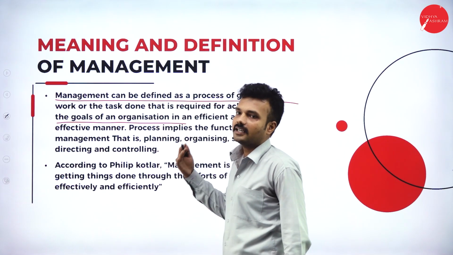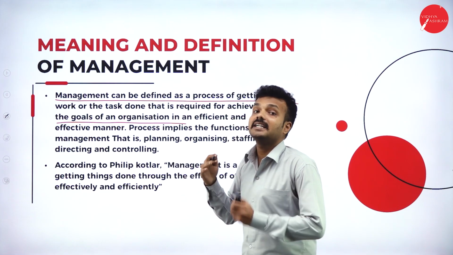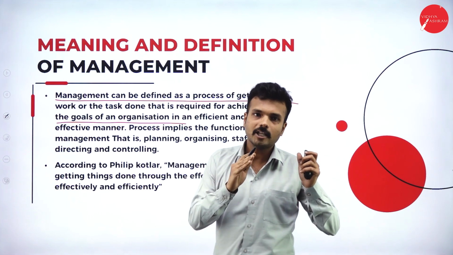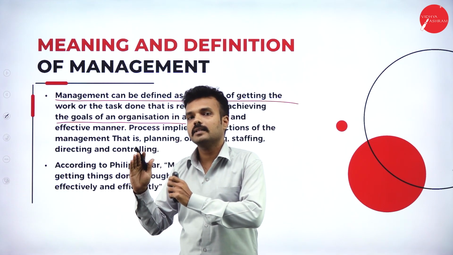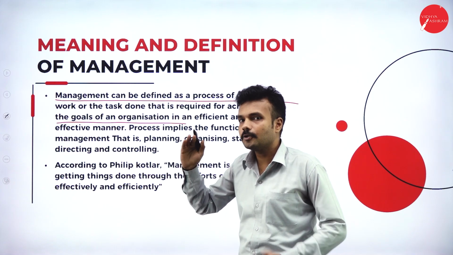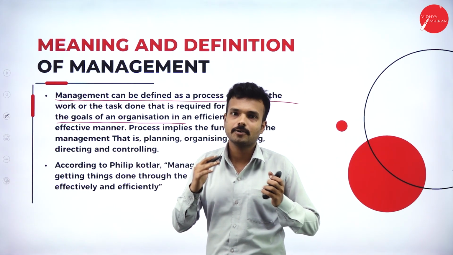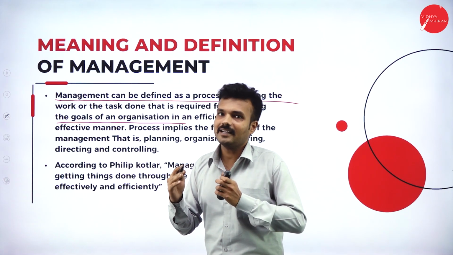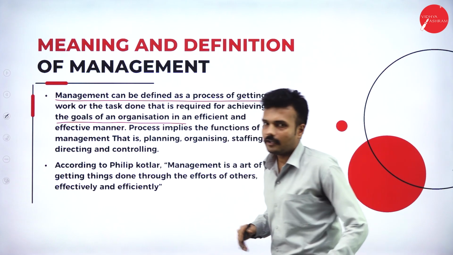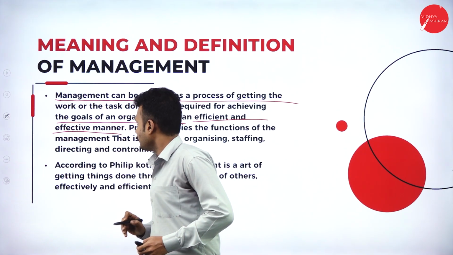Why we are going to getting the things done through the others? To achieve or to reach the desired goals of the organization. As we know, the goal of one organization is completely different from the goal of another organization. Here we need management to reach the goal of the organization. Here we are going to utilize the management to reach the goal of the organization. How we are going to utilize? Efficient and the effective manner.